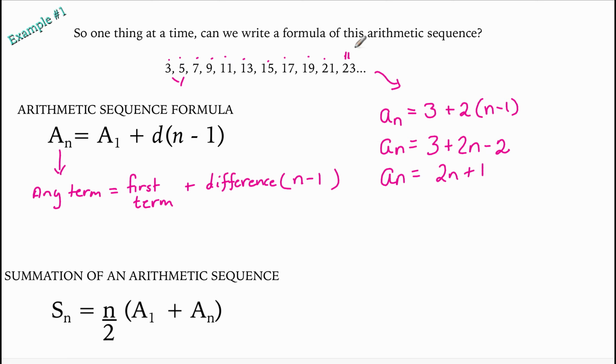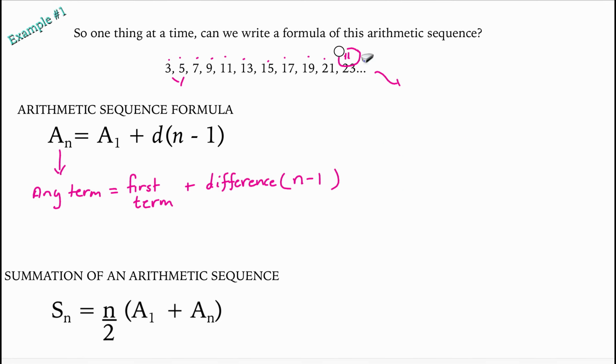I know I had 11 terms up here, so I'm going to check this. To find the 11th term, I double 11 and add 1. That's 22 plus 1 more. That's right, the 11th term is 23. Now, it makes perfect sense because let's pick our first term.